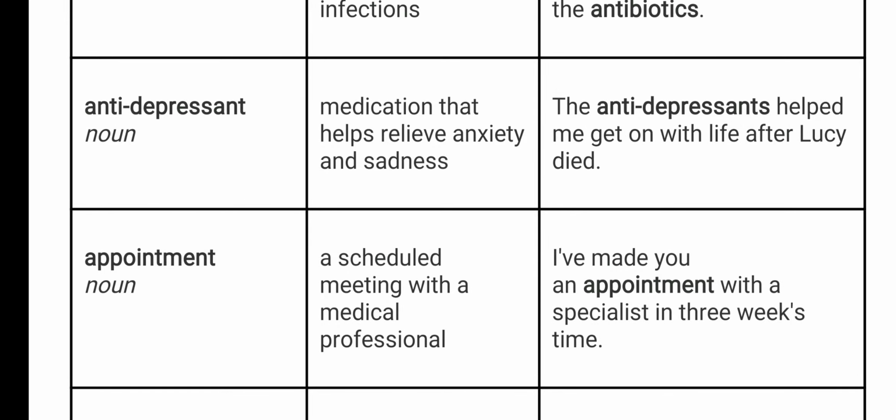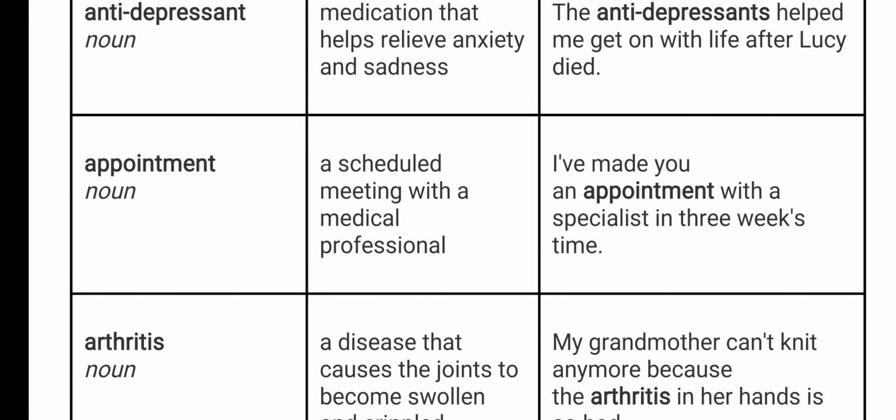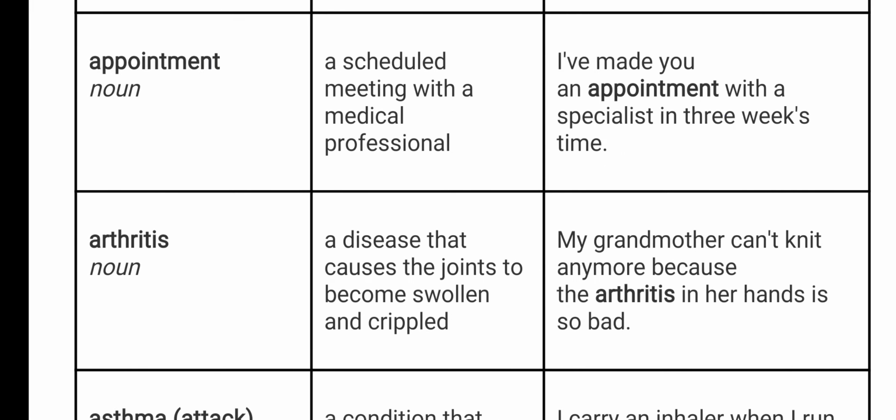Appointment. Arthritis is a medical condition which harms the joints of a person.